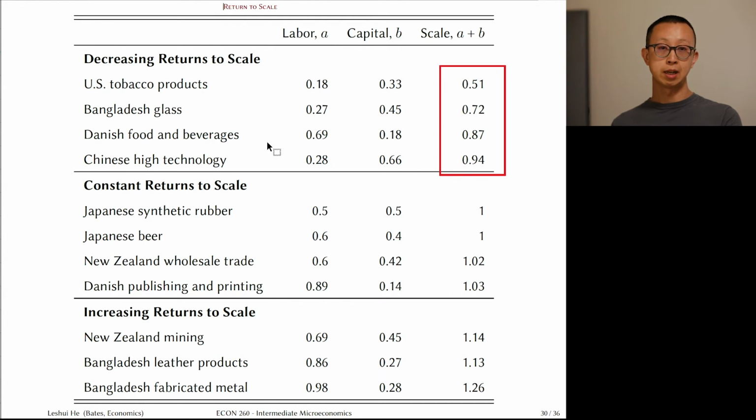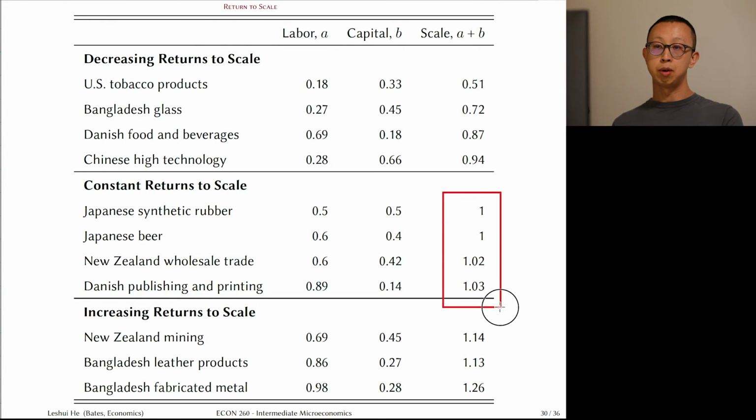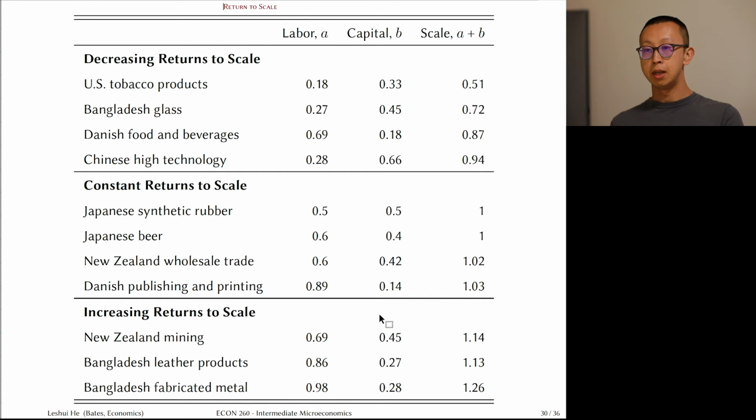For some other contexts, the evidence shows that the scale parameters add up to be approximately 1. For instance, in Japanese synthetic rubber, Japanese beer, New Zealand wholesale trade, Danish publishing and printing, then in these cases, we interpret it as the industries are having a constant return to scale. And in some contexts, the evidence found the scale parameters to add up to be greater than 1. Then in these cases, we think these industries have increasing return to scale.